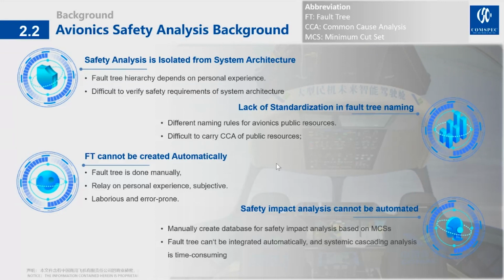The fourth problem is that safety impact analysis cannot be performed automatically. The results of fault tree minimal cut sets need to be manually entered into a safety database, which will be used for safety impact analysis. Meanwhile, the fault trees of different systems cannot be integrated automatically at the aircraft level, and the systematic cascading is time-consuming.